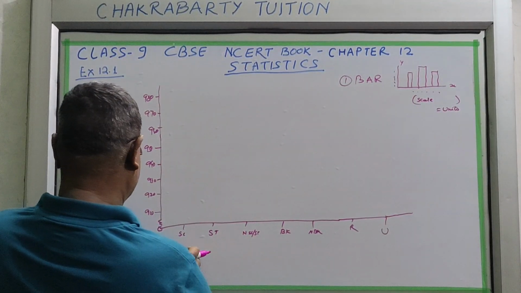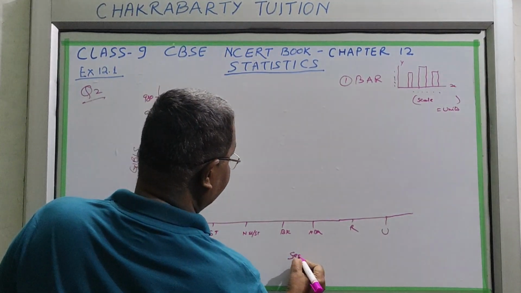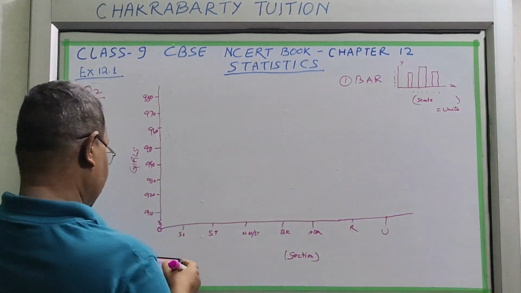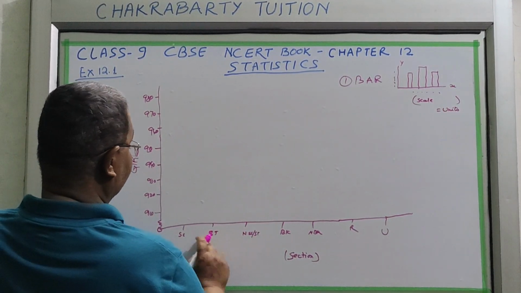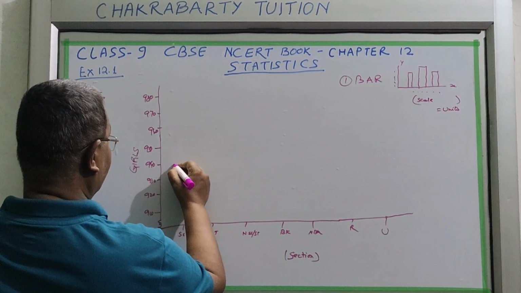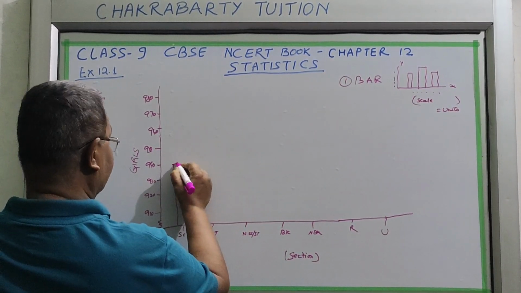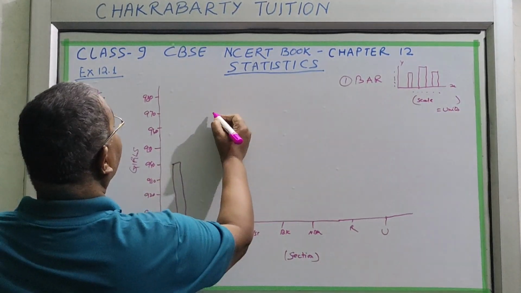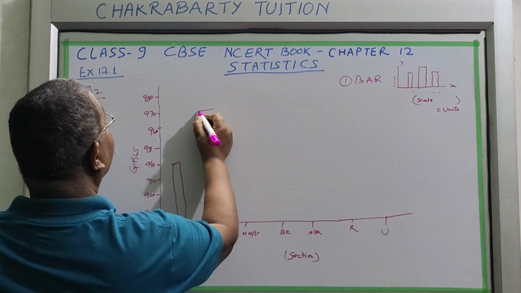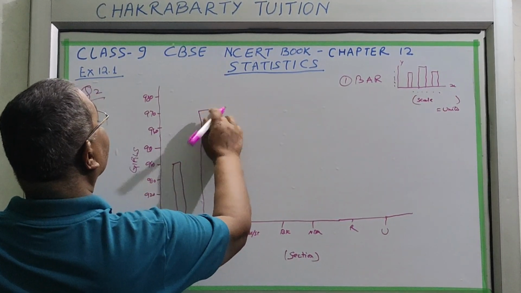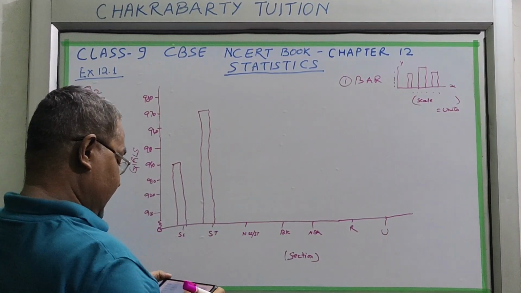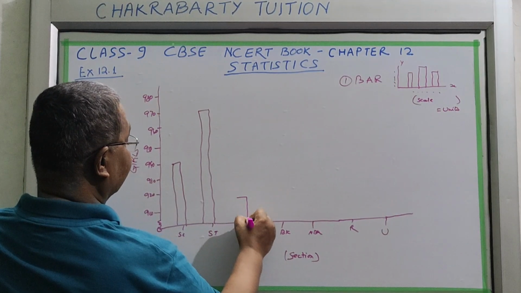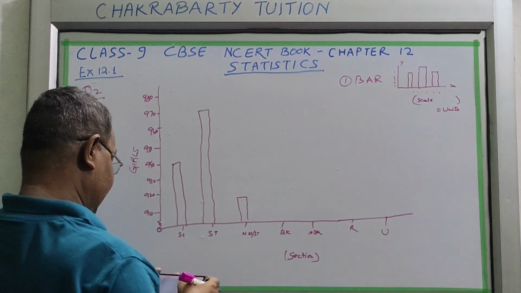These are the sections of the society, and these are girls. So here you have to plot SC. They are 940, so your graph will be like this. ST is 970, so ST is here, 970 is here, and your graph will be like this. Non-SC is 920, so 920 is here. All the bars will be separate.